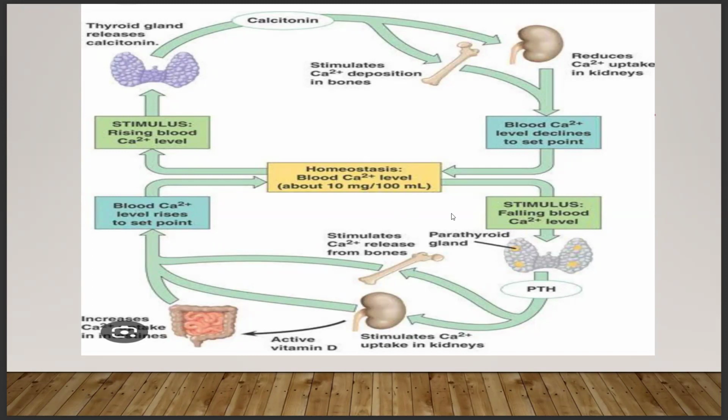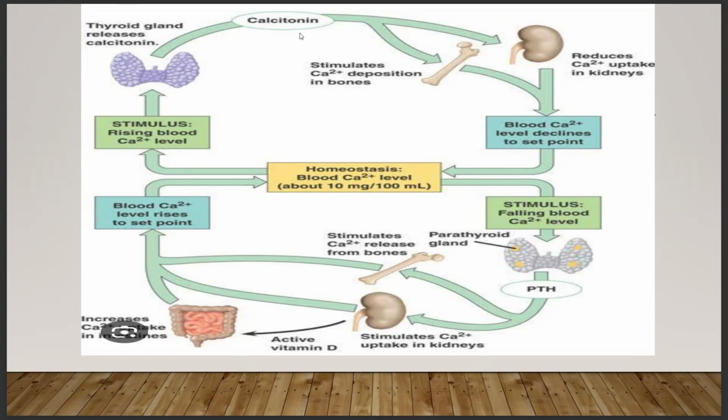So this is the mechanism which happens when there is a fall in the blood calcium level. The main hormone involved is the parathyroid hormone, secreted by the parathyroid gland. Then another mechanism: if there is a rise of the blood calcium level above the homeostasis level, that acts as a stimulus for the thyroid gland, which in response releases calcitonin. This calcitonin opposes the stimulus, that is, it decreases the blood calcium level and helps attain homeostasis, the blood calcium level of 10 milligram per 100 ml.